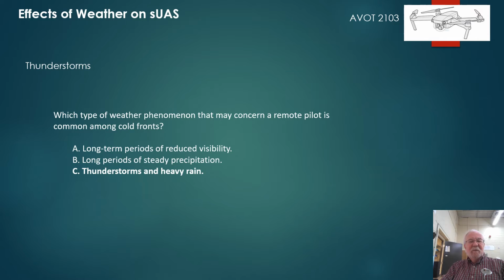Okay, here's another one. What type of weather phenomena may concern a remote pilot and is common among cold fronts, thunderstorms, and heavy rain? Like I said, a cold front is typically a rapidly moving air mass because it's colder and denser than the warm air around it. It will be pushing this warm air up faster, and that makes the air more unstable and pushes the air up and turns into a thunderstorm.